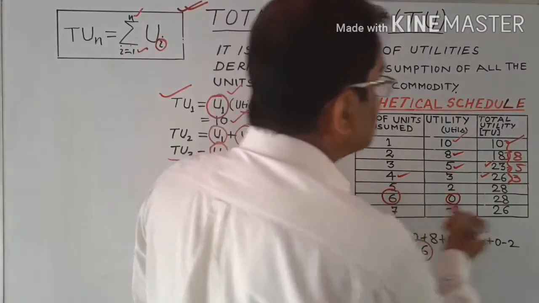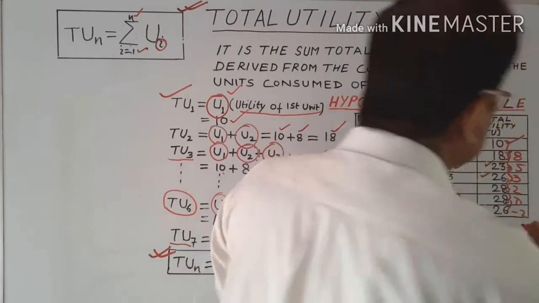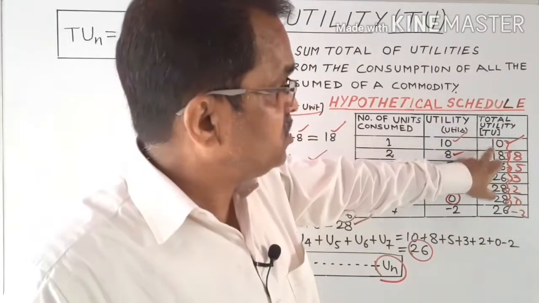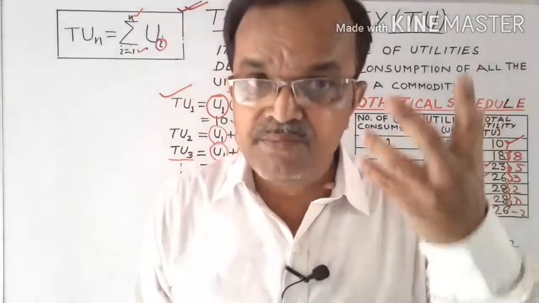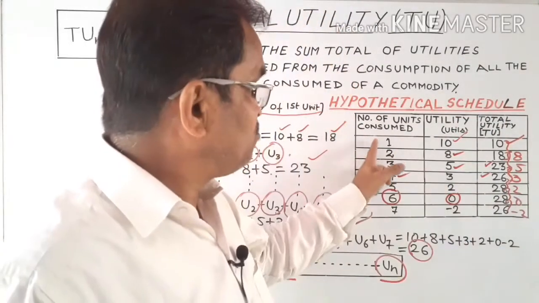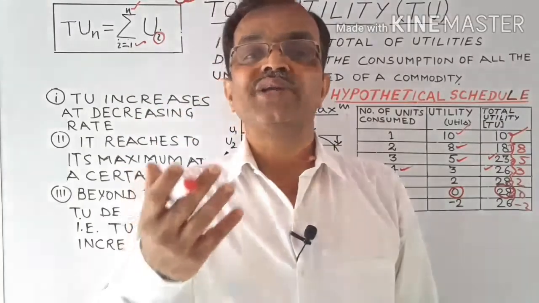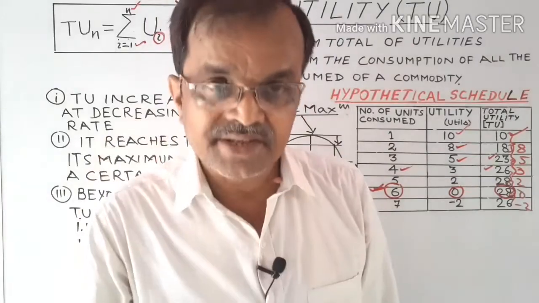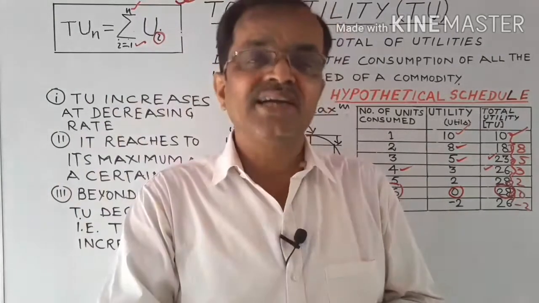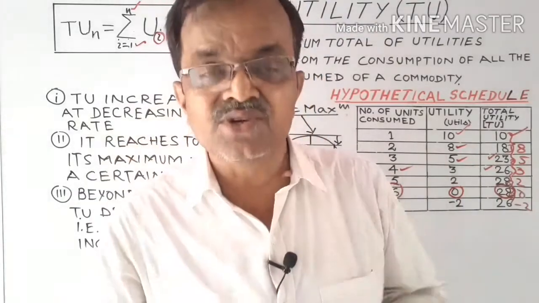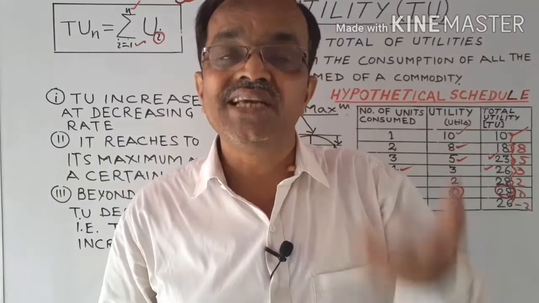Again, 5th, 6th, what is the observation? Here 2, here 0, and here this is -2. What do we observe here about the behavior of total utility? As more and more units of a commodity are consumed, total utility goes on increasing but at a decreasing rate. It reaches its maximum at a certain point, and beyond that point, if further consumption is continued, then total utility decreases. That is all about the behavior of total utility during consumption.